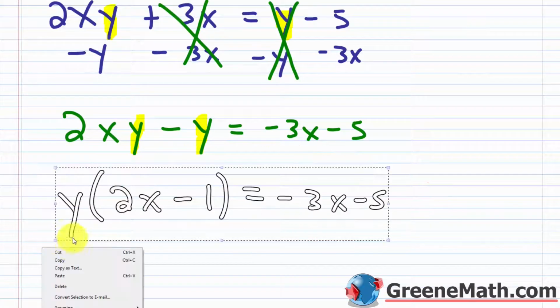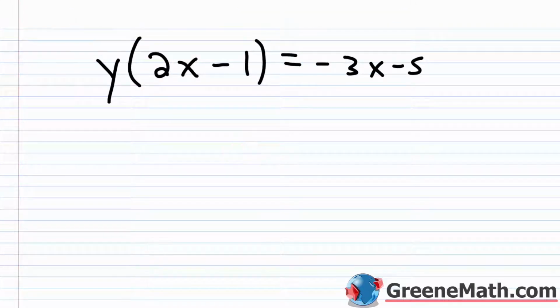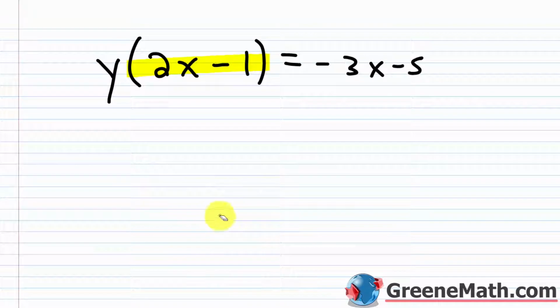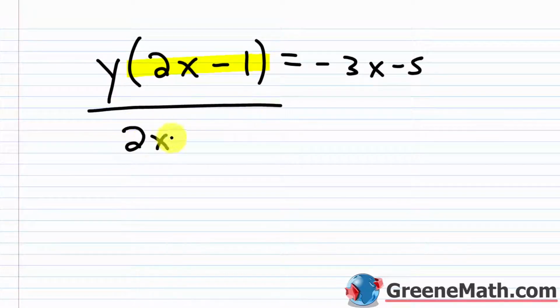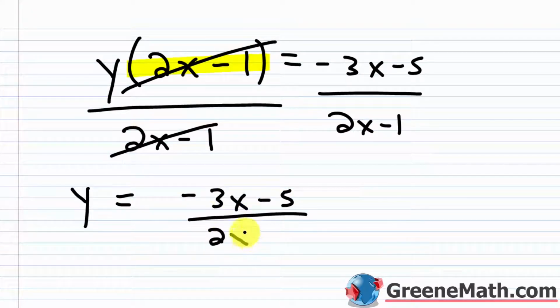I'm going to run out of room here, so let me copy this and start a new sheet, and we'll paste this in so we can keep going. Now all I need to do, think about this, y is being multiplied by this right here. It's like if we had 6y equals 30 and we divide both sides by 6 to say y equals 5. It's the same thing here. y is being multiplied by this quantity 2x minus 1, so to get y by itself, I just divide both sides by that quantity. And this cancels. And so I find that y is equal to negative 3x minus 5 over 2x minus 1.